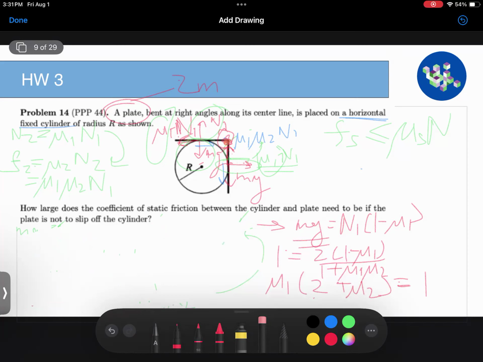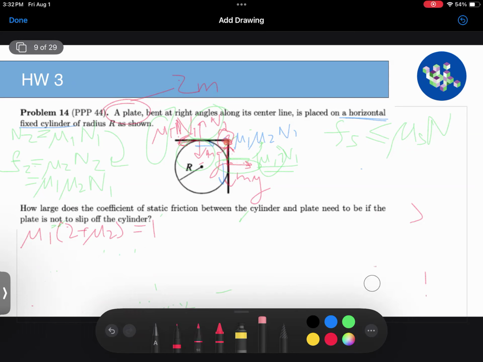What do we get? Right, we got mu1 times 2 plus mu2, that equals to 1. Yeah, looks correct to me. But I erased this stuff so that, yeah. All right, so this is the conclusion we're getting. Mu1 times 2 plus mu2 equals to 1.